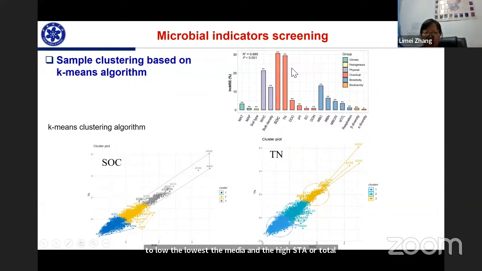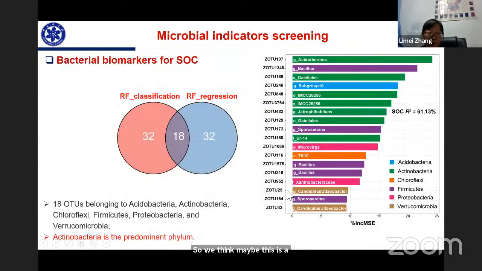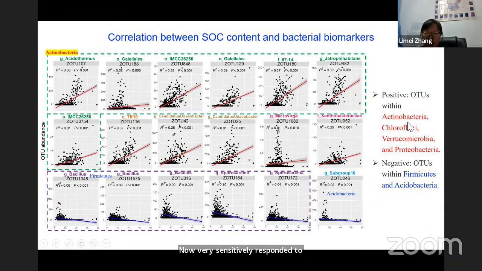We think these two parameters explain the highest variation in soil health, so maybe this is a good clue to focus on in the next step. For example, we can identify some OTUs or some bacteria or fungi groups that very sensitively respond to SOC change. Particularly, most OTUs in this bacterial phylum are positively related with SOC content.